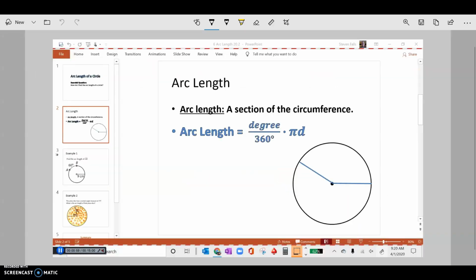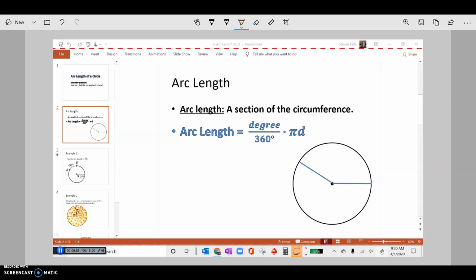Arc length, whereas Monday and Tuesday we were talking about sector area. So remember, sector area is just a portion of the area of the circle. So for example, this highlighted portion right here is what we call sector area. Okay, it's not the full area of the circle, it's just a portion of the area of the circle. And we found that by using the area of a circle formula, pi r squared times some angle over 360.